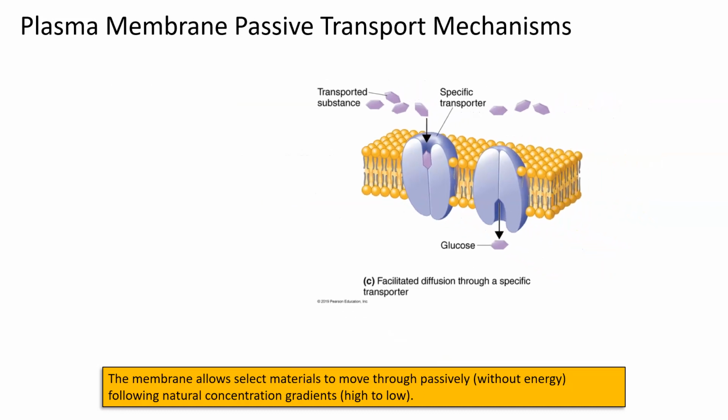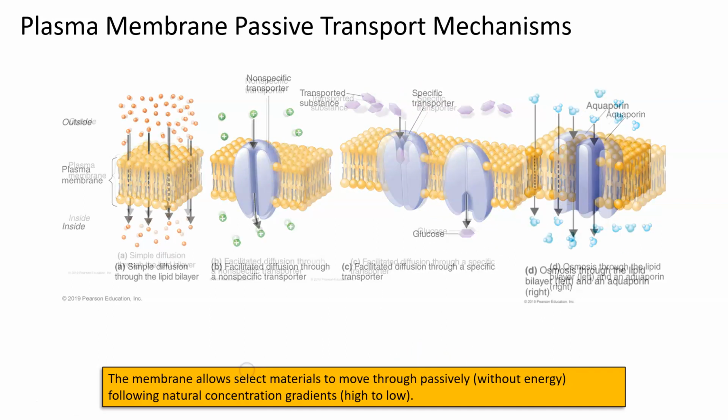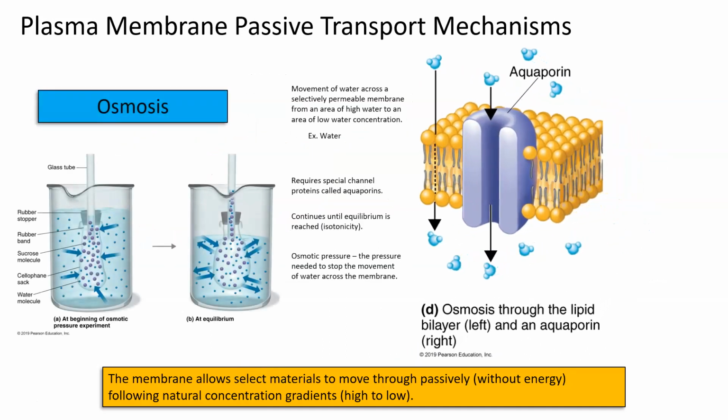The last one is osmosis. Okay, osmosis is specific to water only. Water is a polar molecule. Again, we're going to move, because it is a passive transport mechanism, from an area of high water to low water. Water will move through a specific channel protein known as an aquaporin, and will continue until equilibrium is reached.